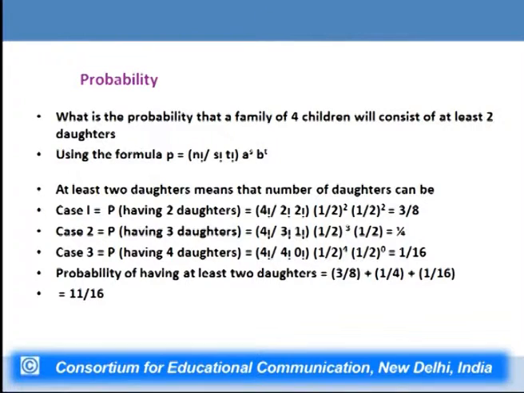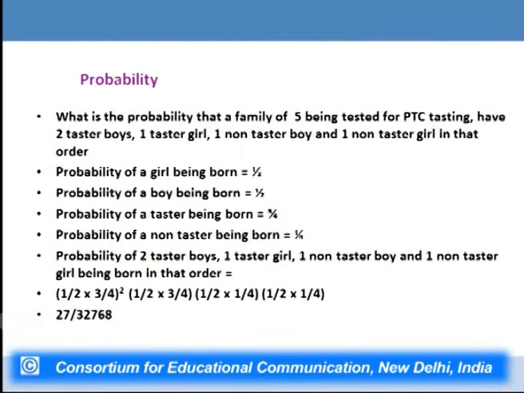We will be using this particular formula in all the cases and putting the values. For a specific case, we get 3 different probabilities. All of these probabilities will be added up for finding out the probability of having at least 2 daughters, which comes out to 11 by 16.